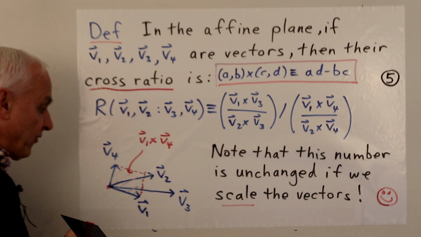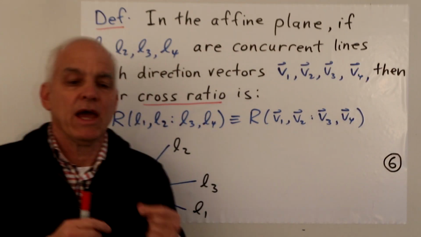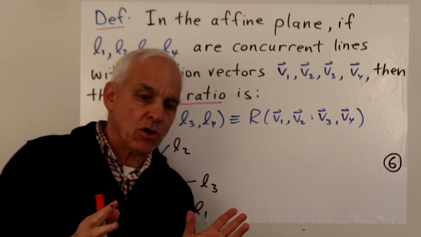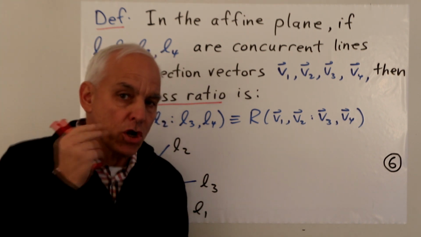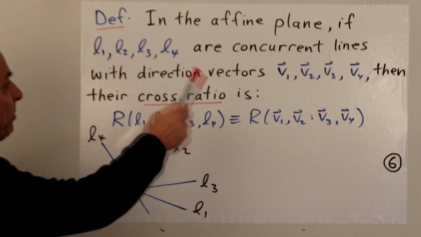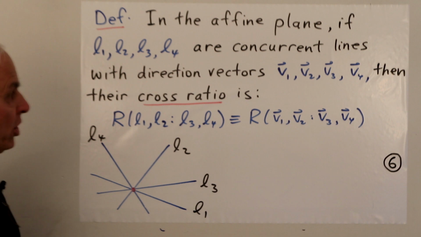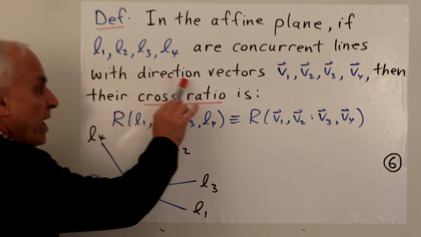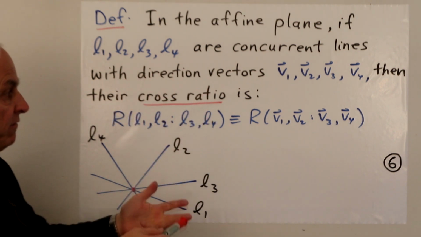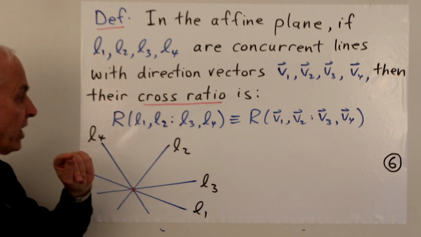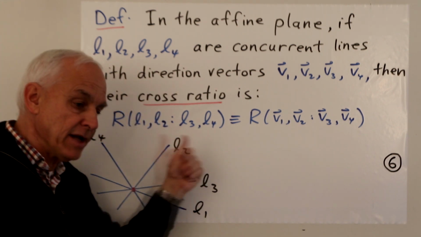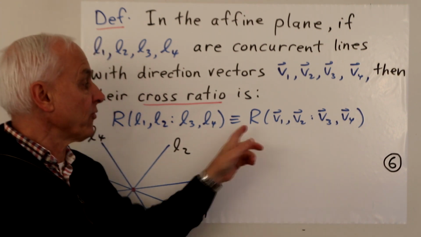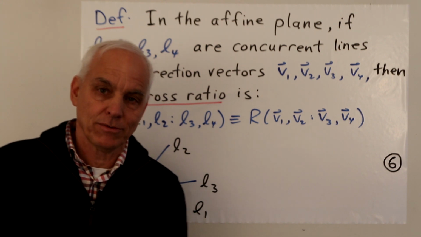the vectors themselves. So from that observation I've just made, we have a very important conclusion, which is that we can extend the idea of a cross ratio to 4 concurrent lines. So in the affine plane, if L1, L2, L3, L4 are concurrent lines with direction vectors, say V1, V2, V3, V4 respectively, then their cross ratio, the cross ratio of the lines L1, L2, colon L3, L4, is defined to be exactly the same as the cross ratio of the corresponding direction vectors.